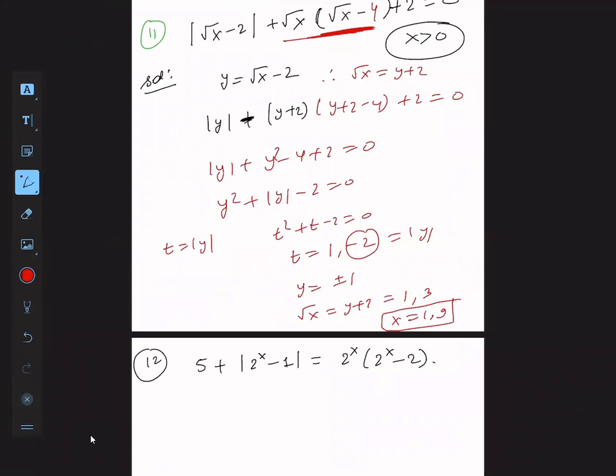If y is equal to root x minus 2, then what is the value of root x? Root x is equal to y plus 2. I simply put the value of root x in the given equation.